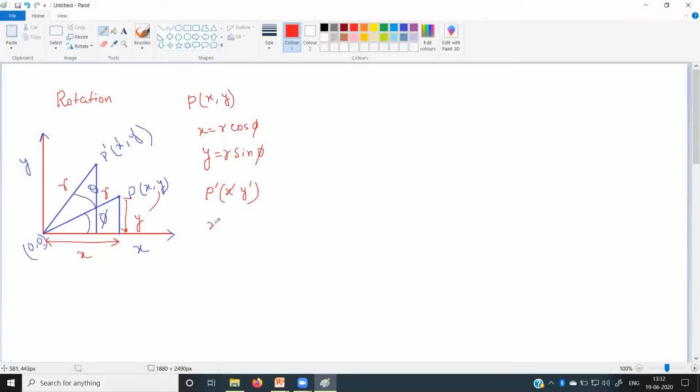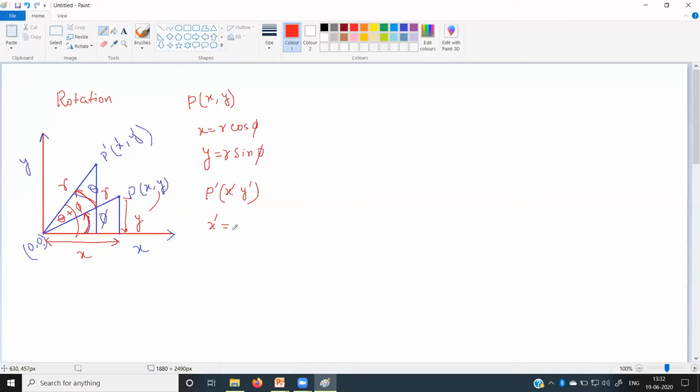Now, for the point X dash, how can we compute it? What is the total angle? This total angle is nothing but theta plus phi, because the angle from here to here is phi, and the angle from here to here is theta. So the total angle is theta plus phi.